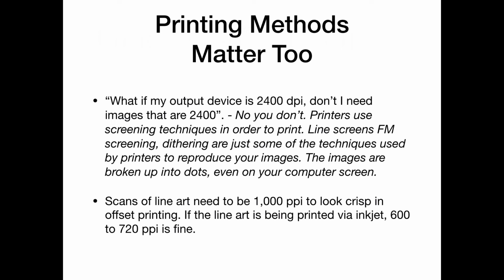No. Printers use screening techniques. So they use dots. They break up the photos into a series of dots. They're called line screens, FM screening, all kinds of processes, dithering. And the different techniques use different resolution. You don't need the full resolution of the output device. So if an output device is 600, like in large format, they're typically 600 to 720 DPI machines, you only need to feed them 100 to 125 PPI, so you get very high quality. It's just the way it works. It's just the physics of what's going on.